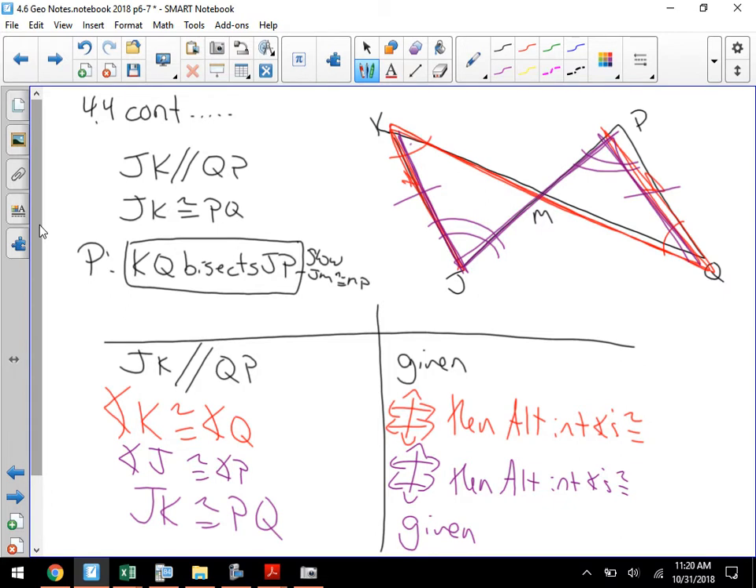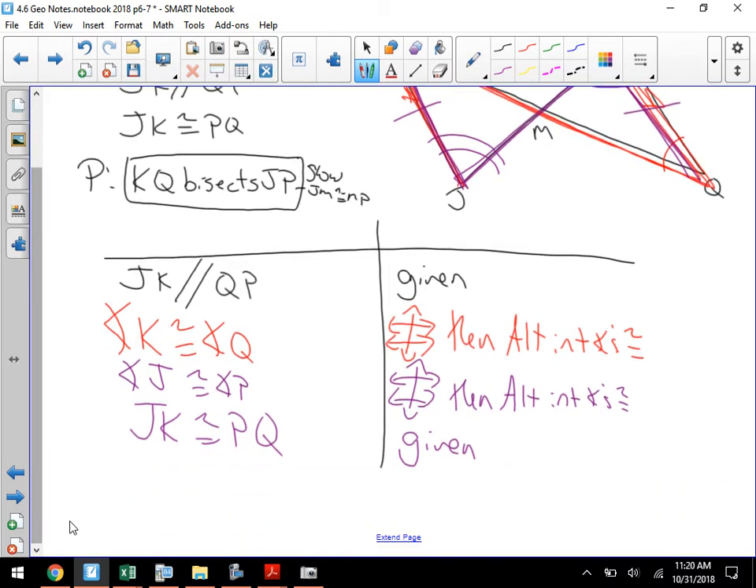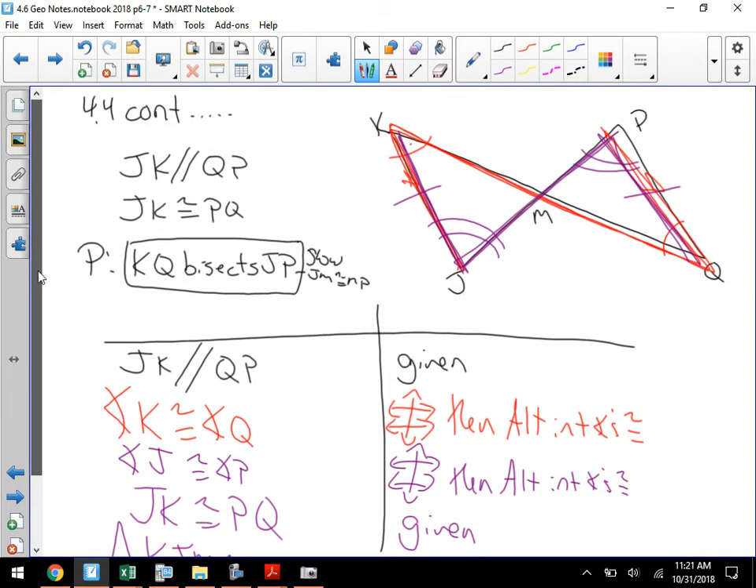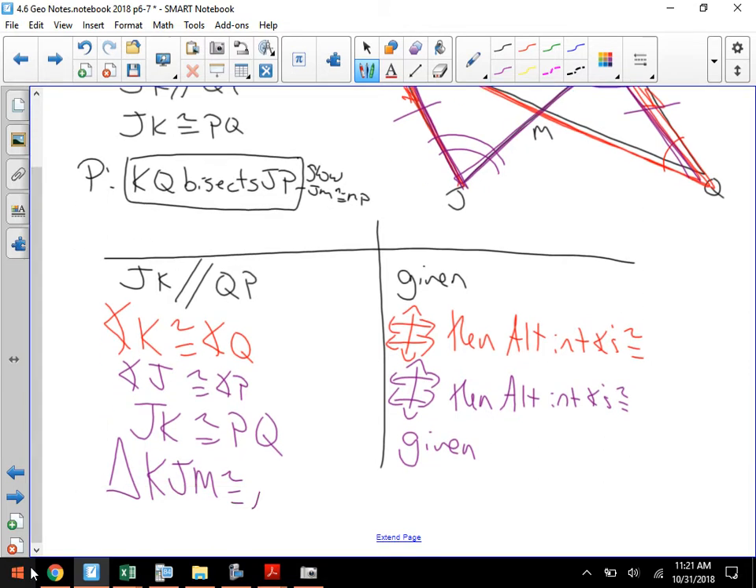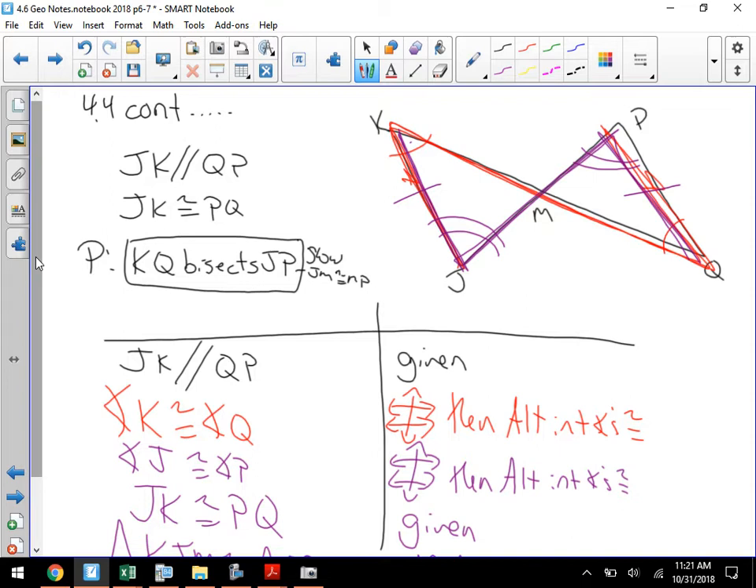So now you have to figure out your letters. So if I say K, J, M, what has to match K, J, M? Q, P, M. Watch your tick marks. It has to go QPM. So up to that point, fairly straightforward.